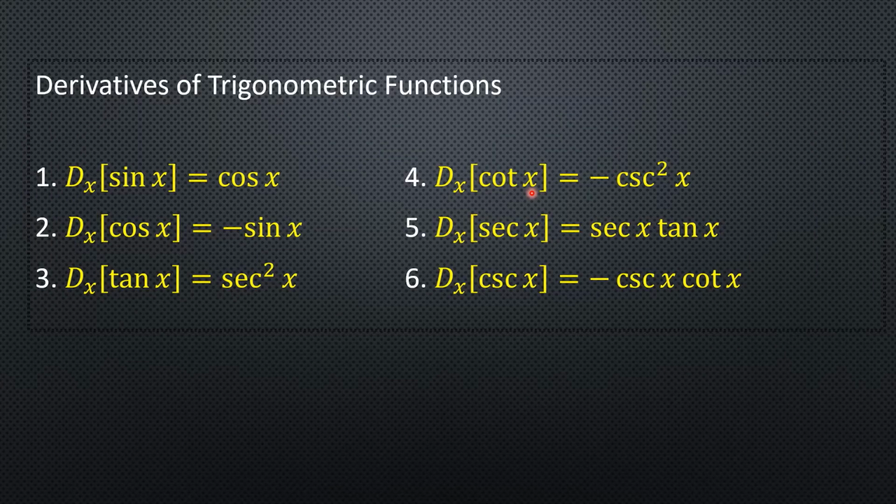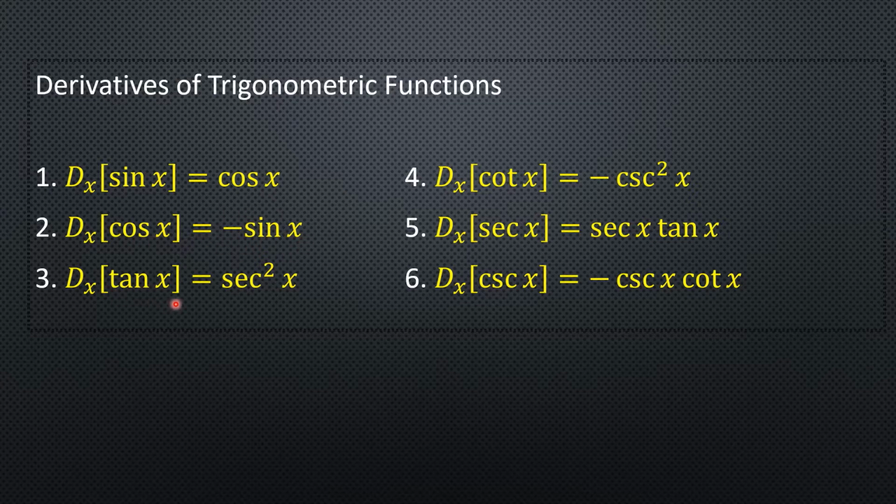To get the derivatives of the trigonometric functions, we are going to use these 6 rules. The first rule is for sine x. The derivative of sine x with respect to x is equal to cosine x. However, the derivative of cosine x with respect to x will be negative sine x. You'll notice that these two are partners, okay? For sine x, its partner is cosine x, but for cosine x, it's negative sine x.